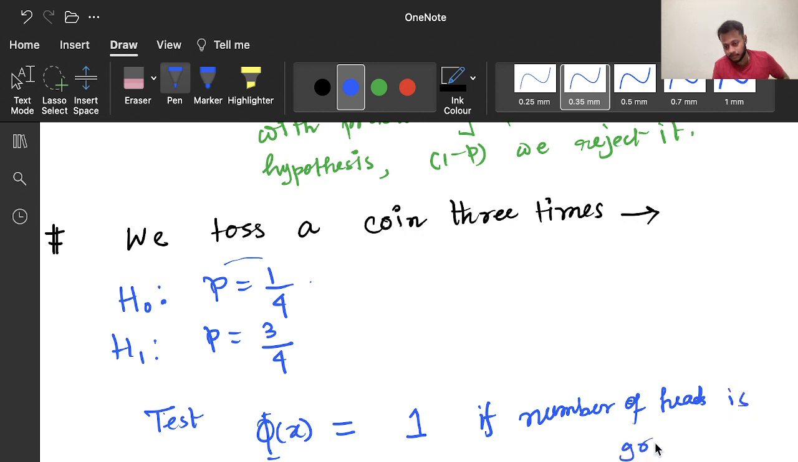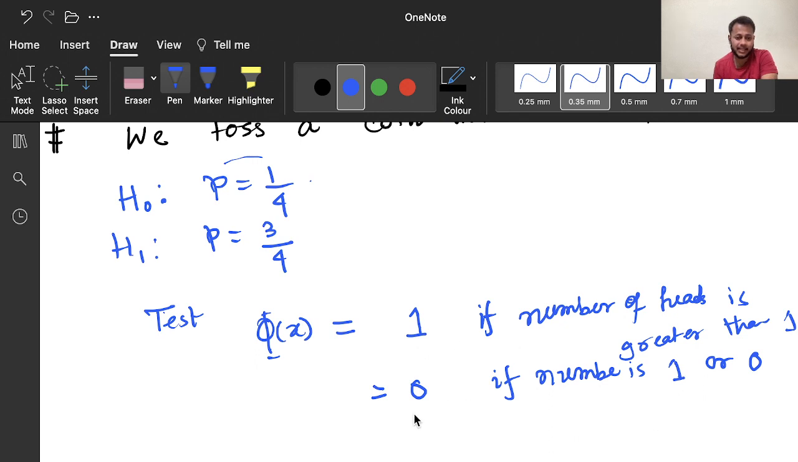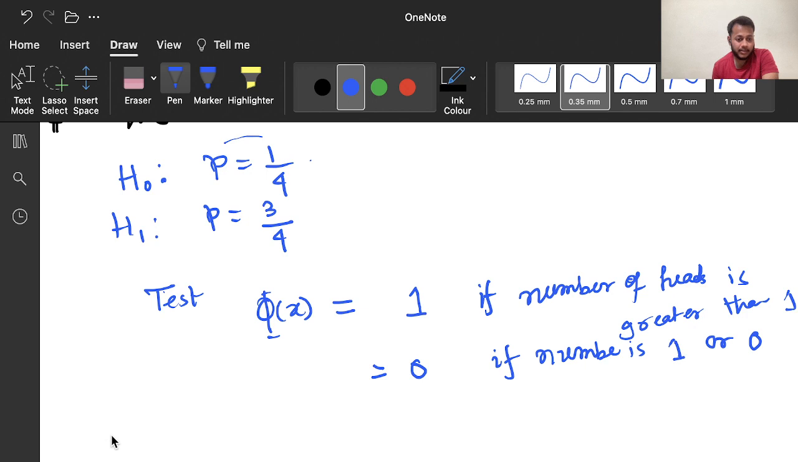If the number of heads is greater than 1, we will reject, and we will accept if the number is 1 or 0, that is, less than or equal to 1. So this is the test. Now let us calculate the type 1 error probability, that is alpha, that is the size. What is the size of this test?